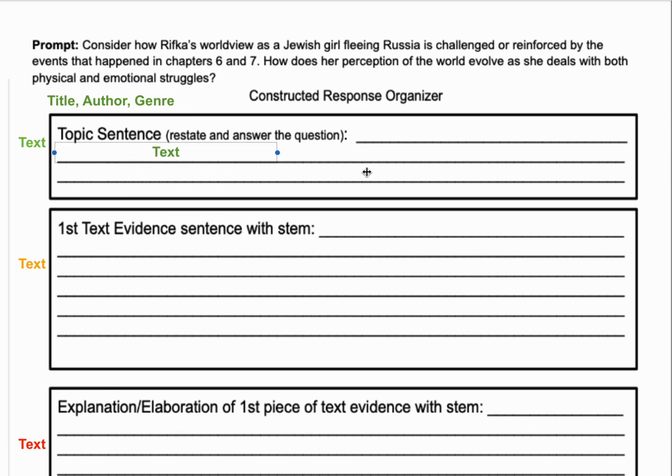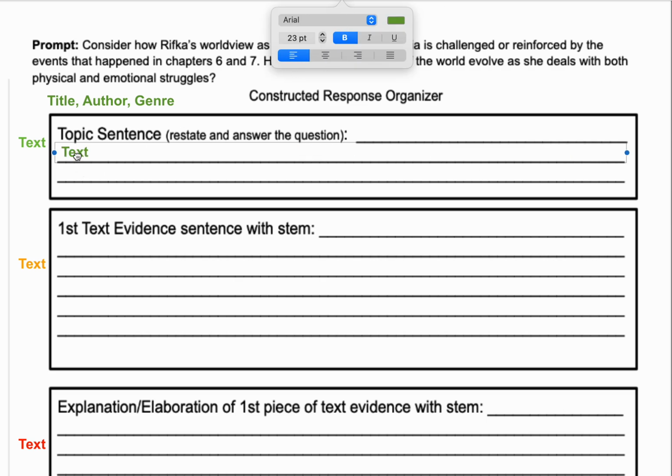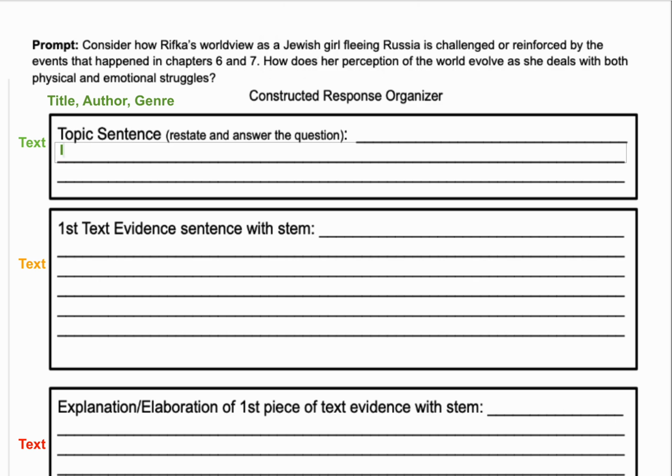So we have to start out with our tags. We want to make sure that we get our title, author, and genre into the topic sentence. So we're going to type in the historical fiction novel, because that's what this is, Letters, and we underline it. I'm going to use quotation marks because this doesn't allow me to underline it. Letters from Rifka by Karen Hesse. So now we have the genre, historical fiction, we have the title, Letters from Rifka, and we have the author.